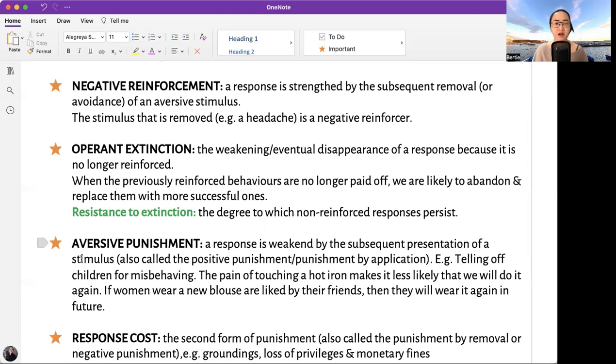Aversive punishment. A response is weakened by the subsequent presentation of a stimulus, also called positive punishment or punishment by application. For example, telling off children for misbehaving, or the pain of touching a hot iron makes it less likely that we will do it again. If a woman wears a new blouse and is liked by her friends, then she will wear it again in future.